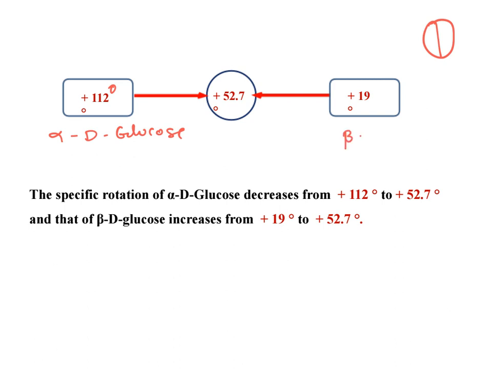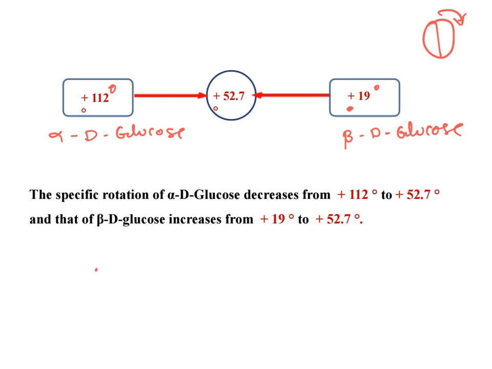Similarly, beta D glucose has a specific rotation of plus 19 degrees, which rotates the plane of polarized light to the right. So both have different specific rotations. Alpha has a somewhat higher value, 112 degrees, but beta has 19 degrees.